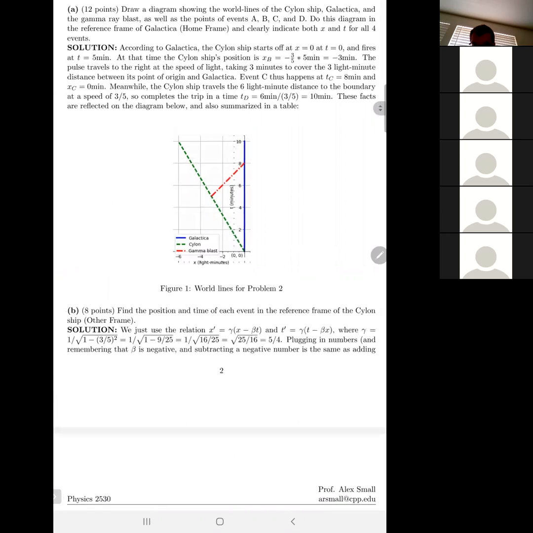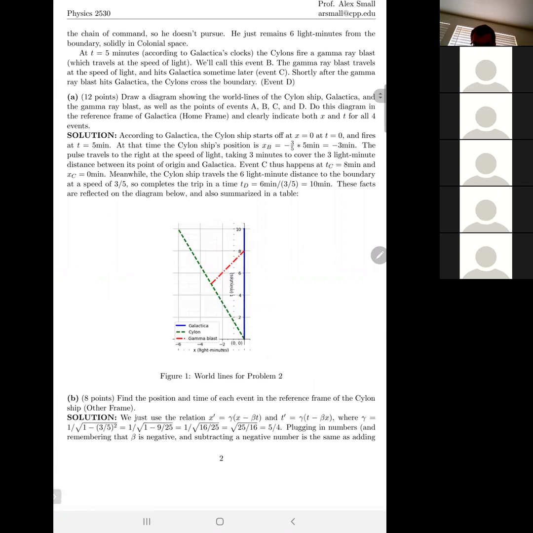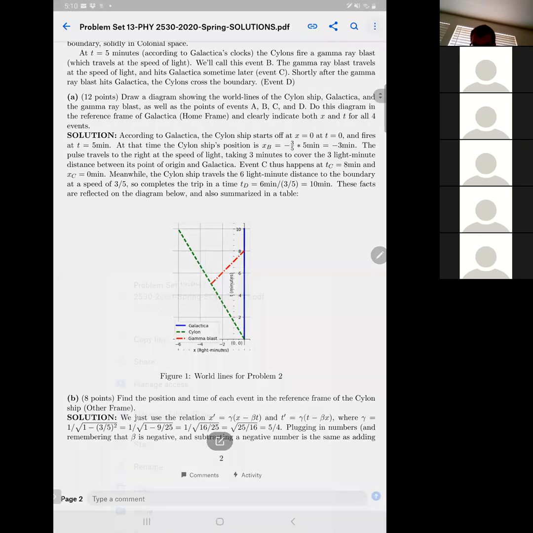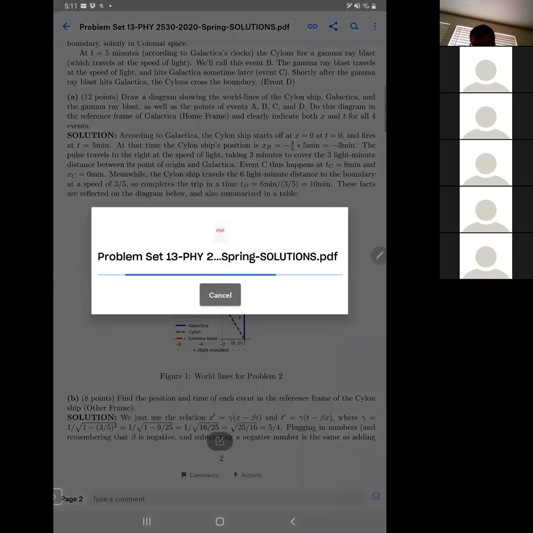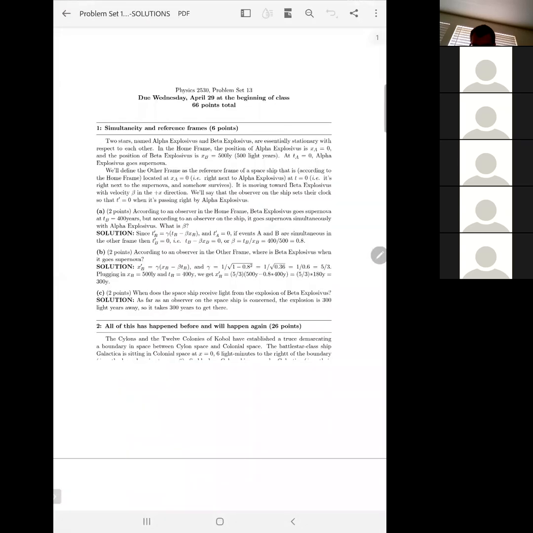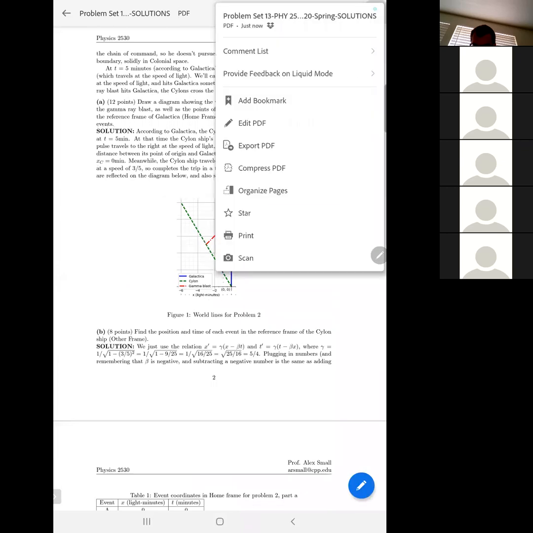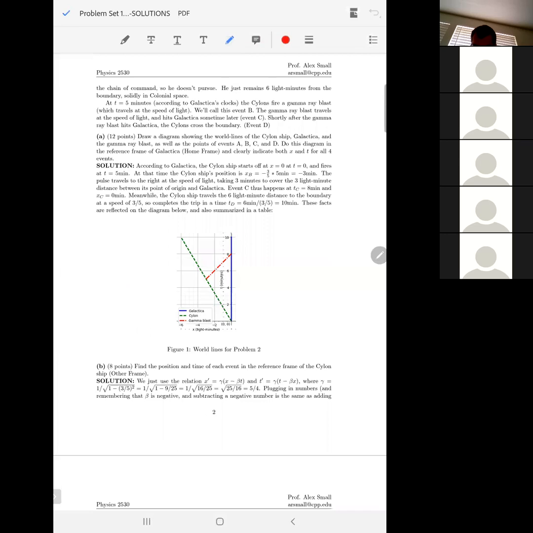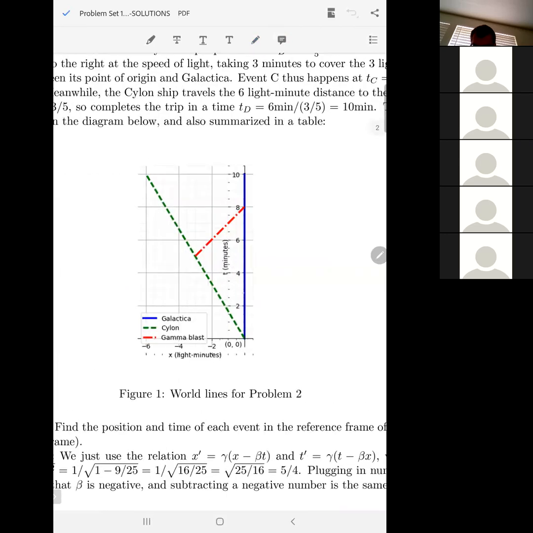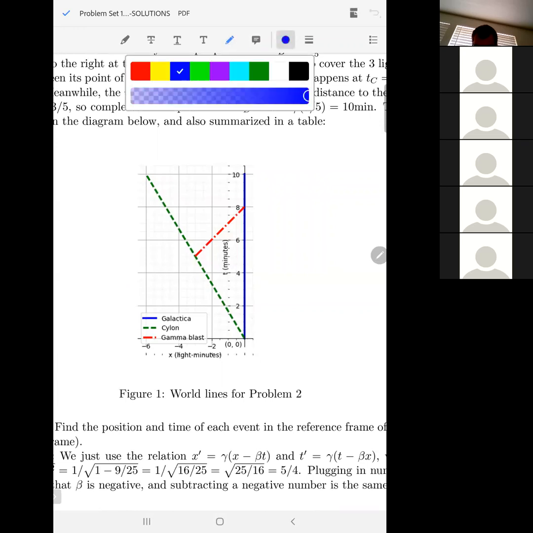All right, so first we need a diagram showing the world line. So Galactica is standing still. So Galactica's diagram should just be, oops, now I gotta go into here and mark it up. So Galactica is standing still, so its world line is just stationary.